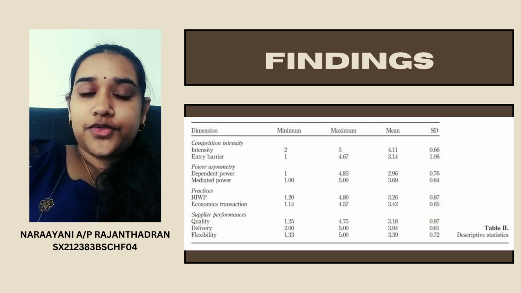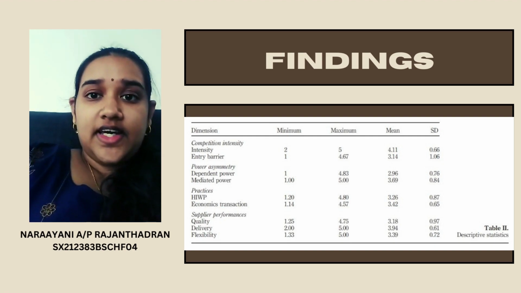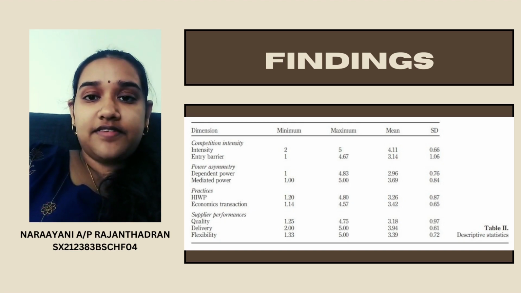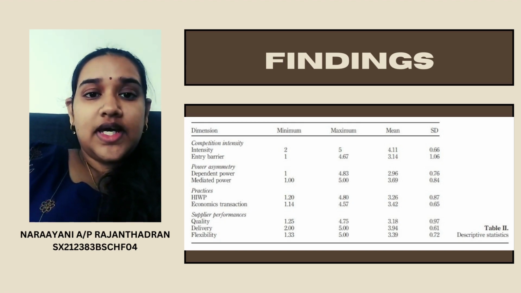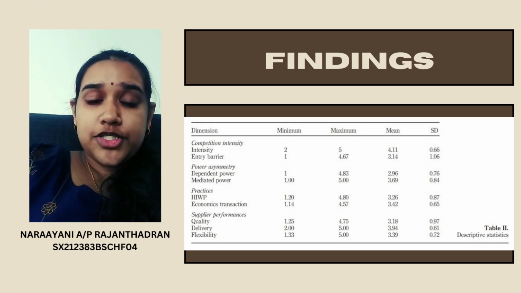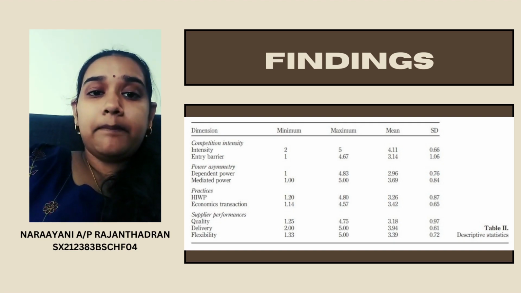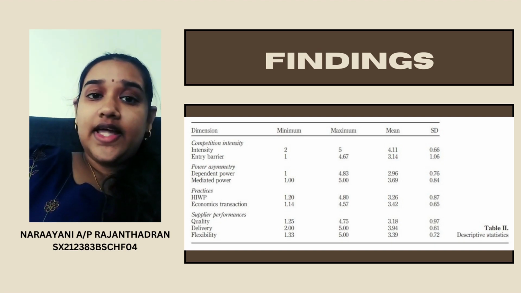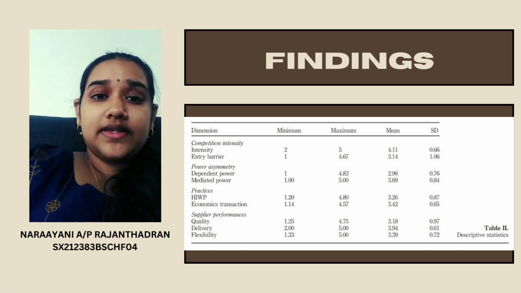Moving forward to the descriptive analysis. Table 2 on my left illustrates the means and standard deviations for each variable. The mean scores for all dimensions except dependent power asymmetry were above average, indicating that there was a systematic supplier management program in the organization.